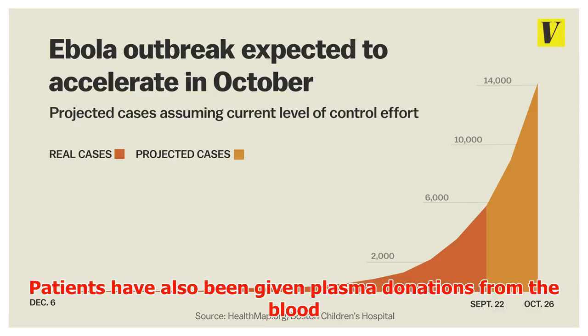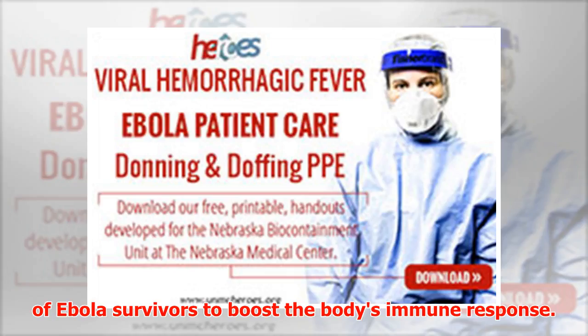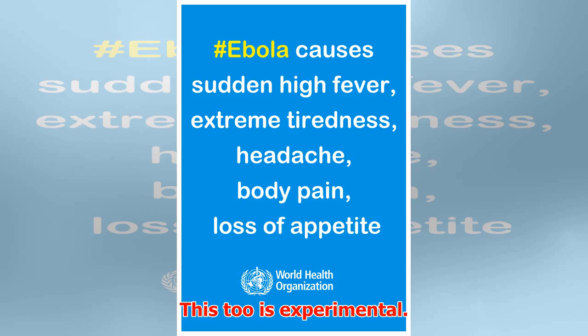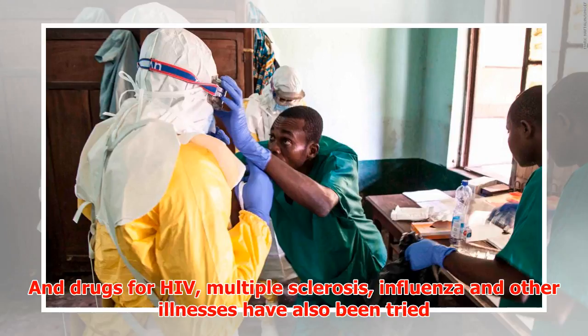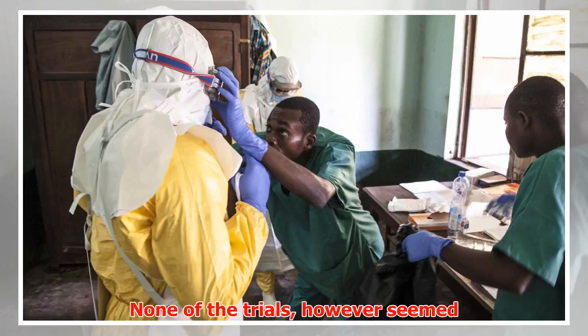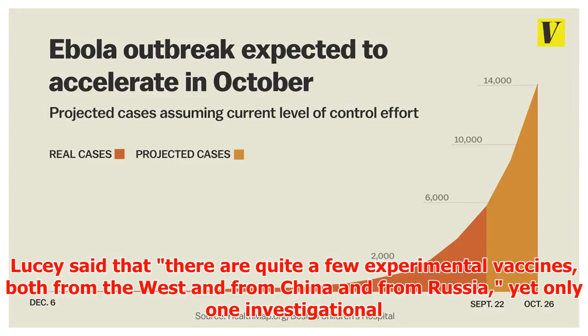Patients have also been given plasma donations from the blood of Ebola survivors to boost the body's immune response. This too is experimental. And drugs for HIV, multiple sclerosis, influenza and other illnesses have also been tried. None of the trials, however, seemed to show a definitive cure.